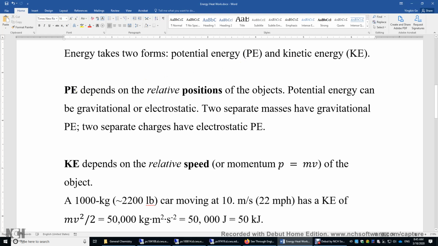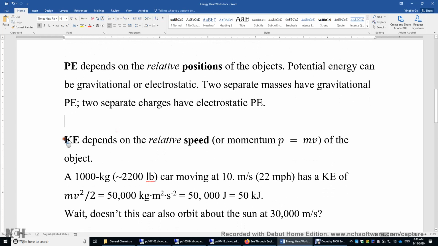PE depends on the relative positions of the objects. Potential energy can be gravitational or electrostatic. Two separate masses have gravitational potential energy. Two separate charges have electrostatic potential energy. For example, in the hydrogen atom, between the nucleus and the electron, there is electrostatic potential energy. In particular, its attraction. Kinetic energy depends on the relative speed of the object.